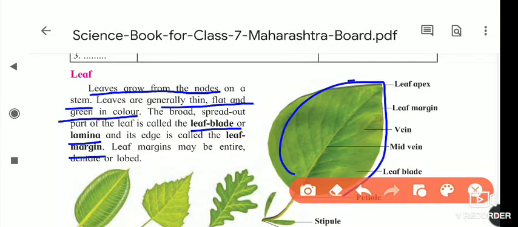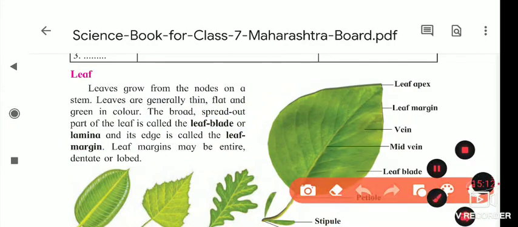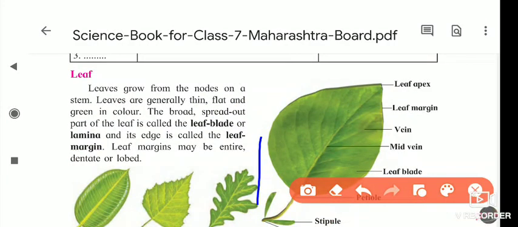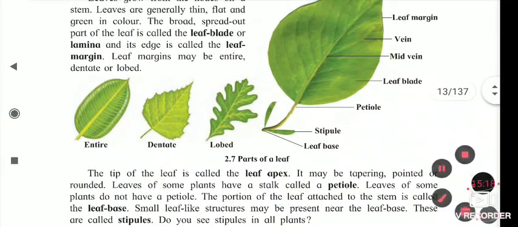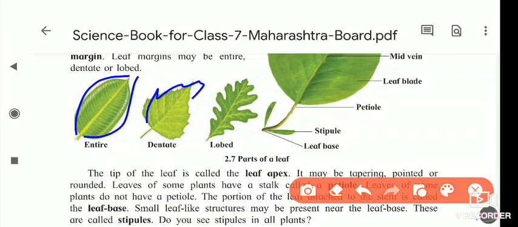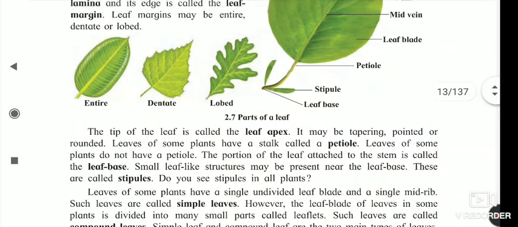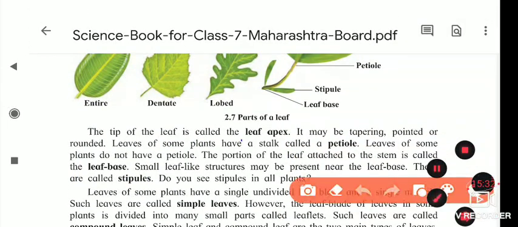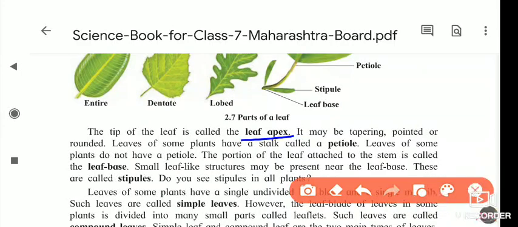This is the leaf margin. The leaf margin may be entire, dented, or lobed. Here it is entire. Lobed means like the rose or marigold, how the leaves are there. The tip of the leaf is called the leaf apex. It may be tapering, pointed, or rounded, different types are there. And the stalk is called the petiole.